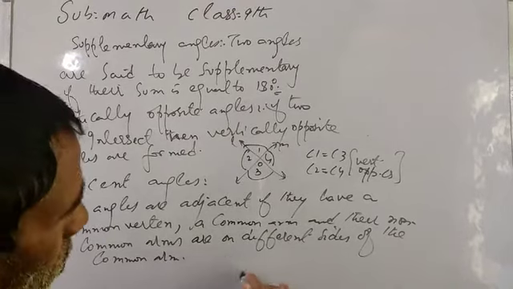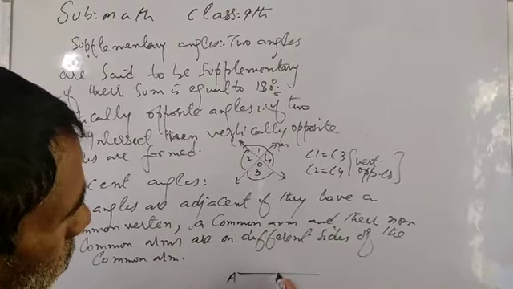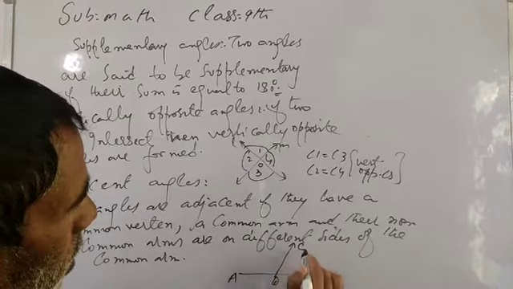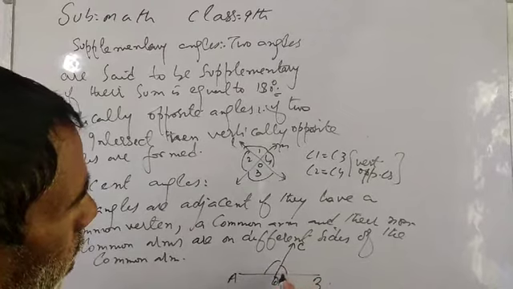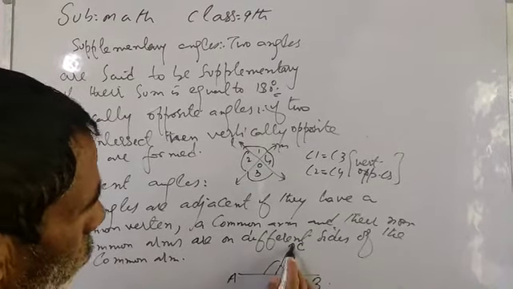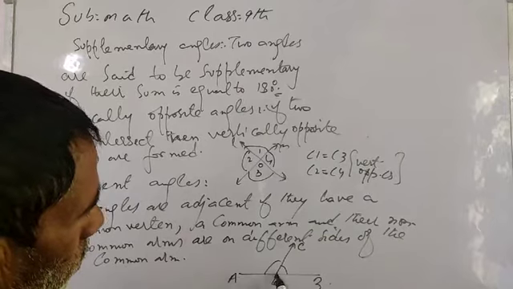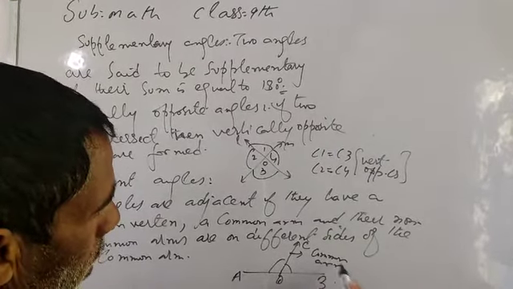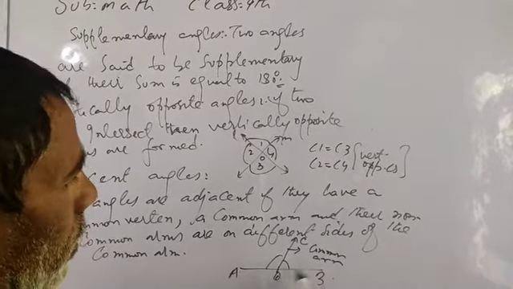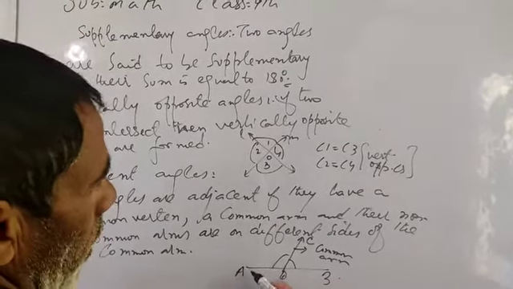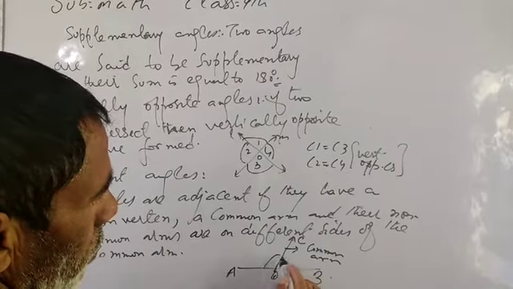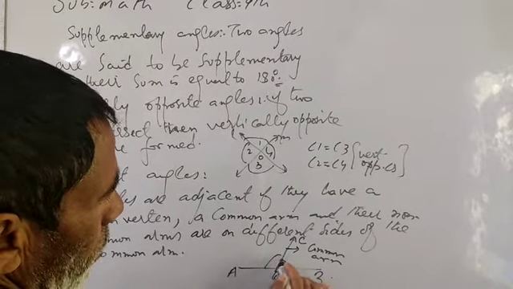For example, this is a figure. AOB is a line, OC stands on it. Here there are two angles, angle BOC and angle AOC. These two angles have OC as the common arm, and OA and OB as non-common arms, and these two angles AOC and BOC have one common vertex, that is O. These are called adjacent angles.